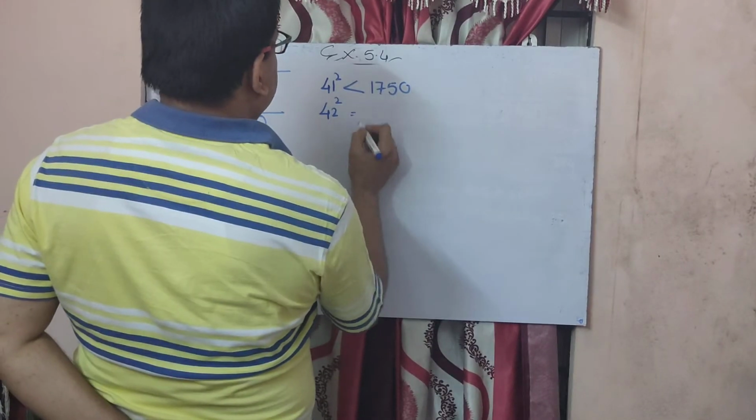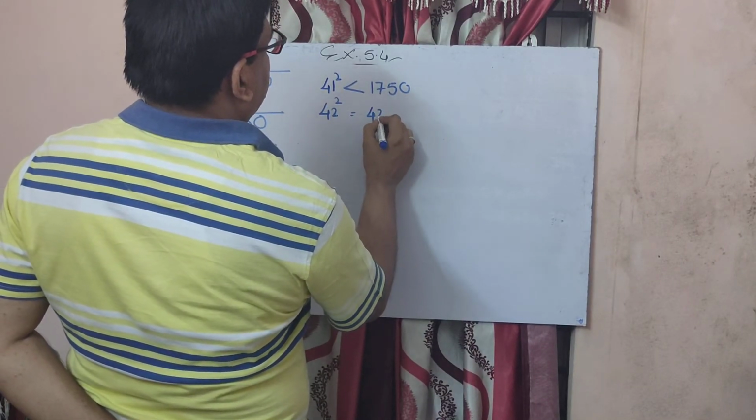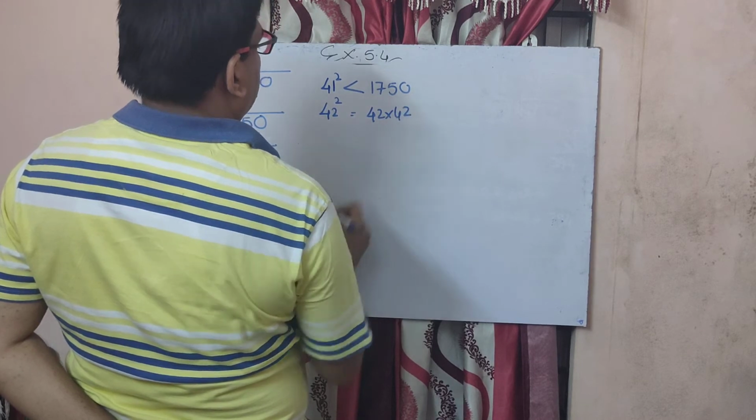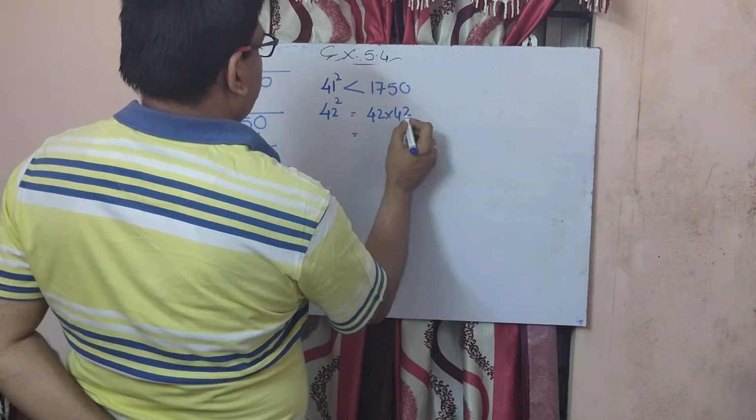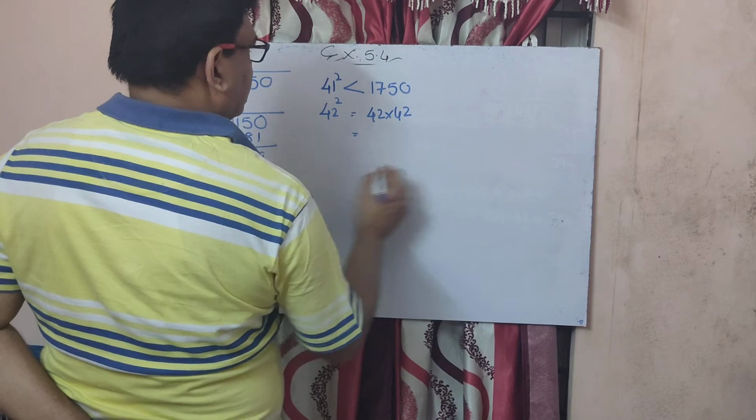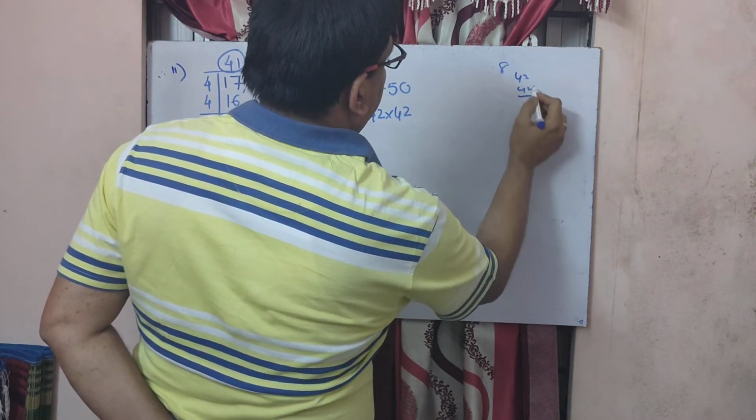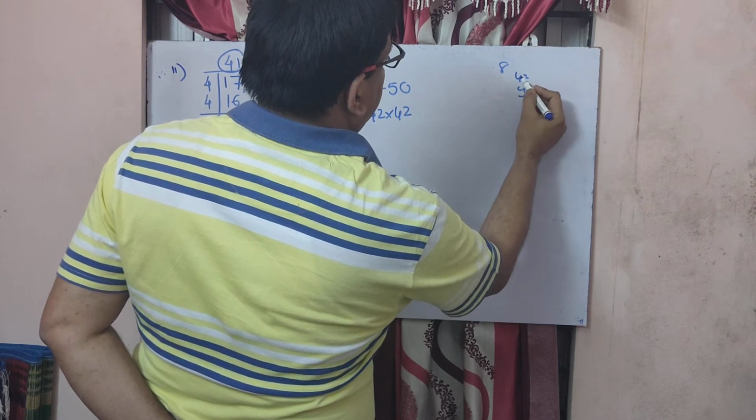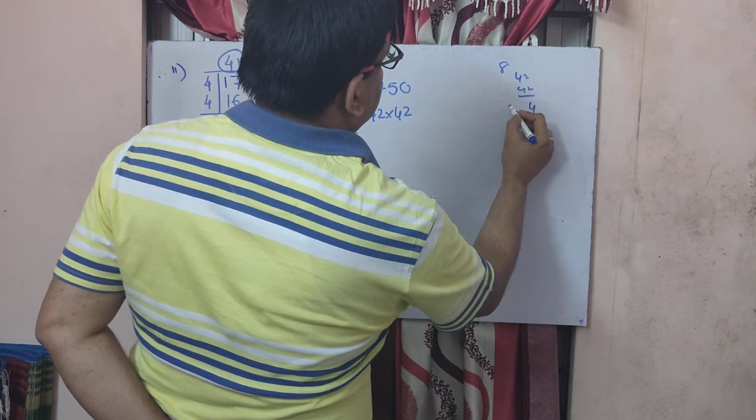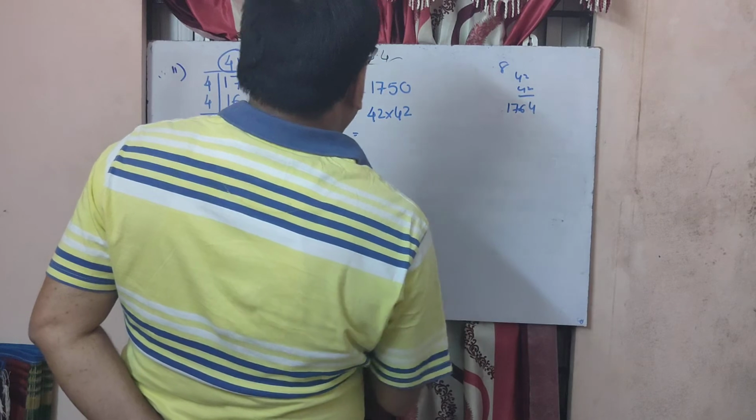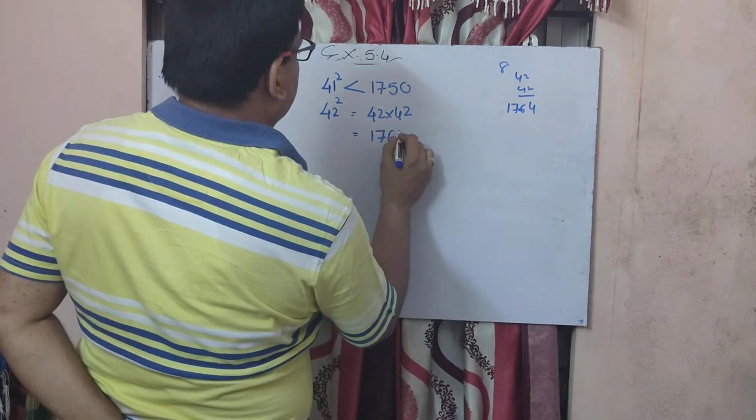So 42 square is how much? 42 into 42. You can multiply anywhere. 42 into 42. 84, 168, 176. So 1764 it is.